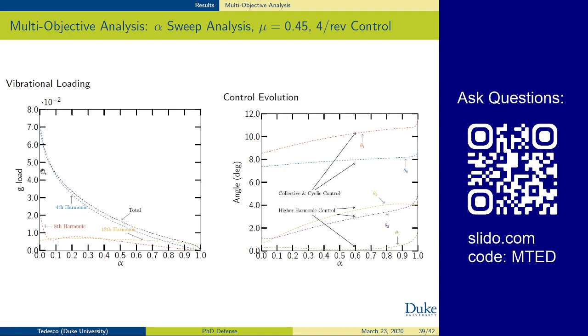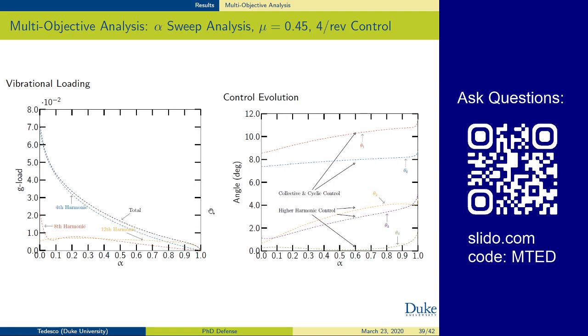On the left here, it's the g loading that's on the y-axis, but I've broken it down by the harmonics. So we'll notice we have our total in black, but we have a fourth harmonic contribution, an eighth, and a 12th. The big thing that we notice is that the first harmonic that it tries to tackle is the fourth harmonic. It makes a little bit of sense. In the dissertation we talk about how harmonics can be controlled by per rev controls. So the fourth harmonic is the first to be tackled. Then the eighth is tackled, but the one that always sticks around until the very end is the 12th harmonic, suggesting that it's very costly to remove that higher harmonic.